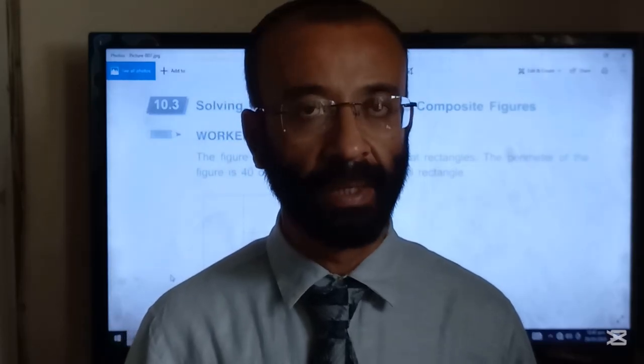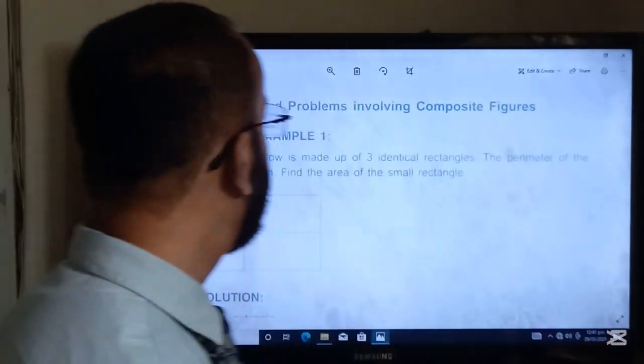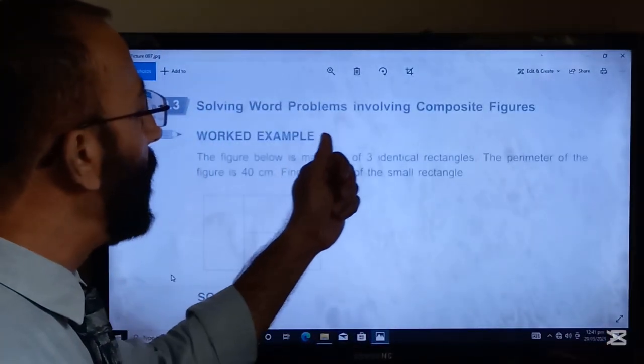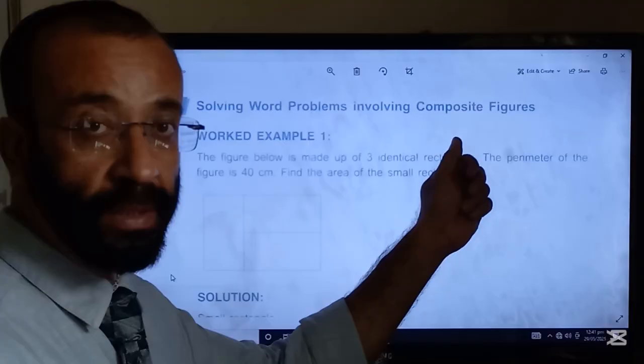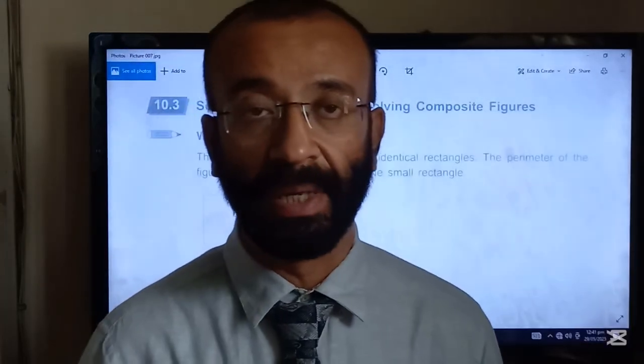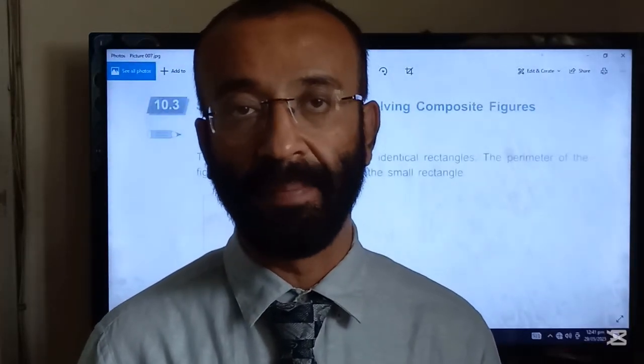Good morning, students. Today we are going to have the third lecture of the topic area and perimeter of the figures. And the topic is solving word problems involving composite figures. So this is today's topic in the topic of the area and perimeter.